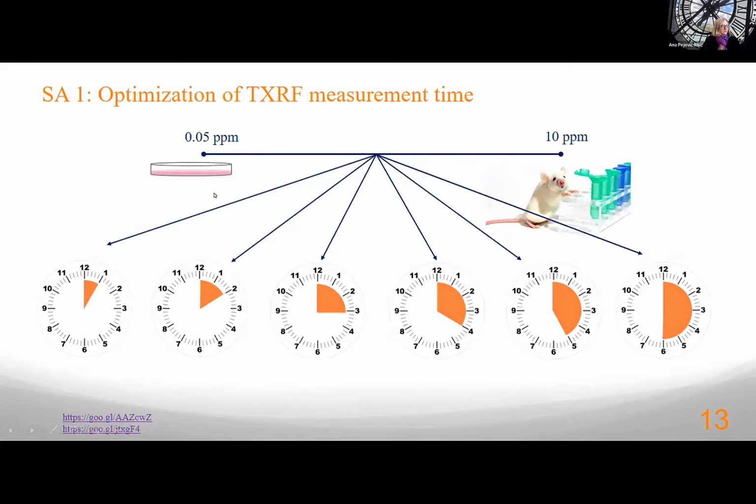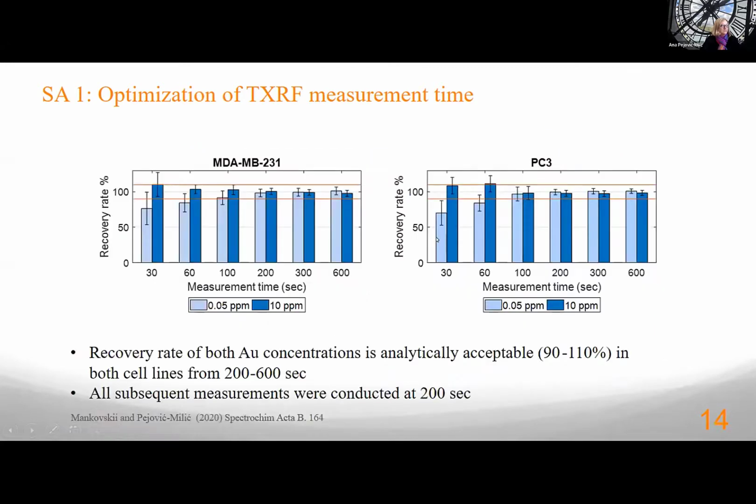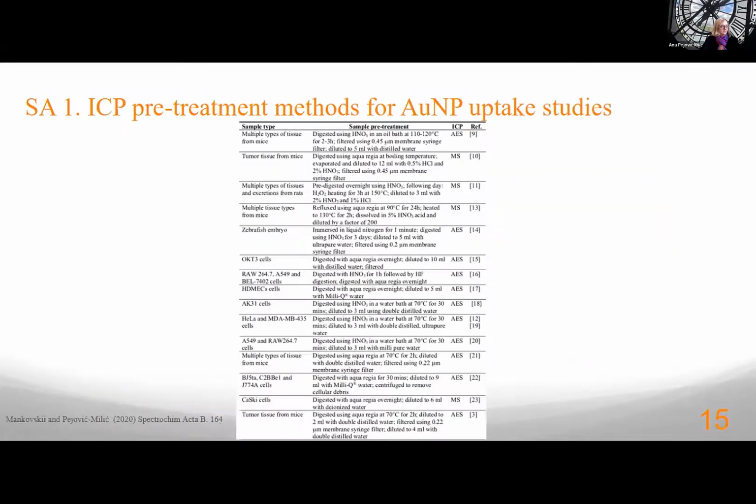To do that, we looked into two extremes, minimum and maximum concentrations that we expect in the samples, and we looked into 6 different measurement times, from 30 seconds to 600 seconds, and 2 concentrations, so lower and upper limit expected in the cells or tissues. We very clearly see that any time above 200 seconds gives us acceptable recovery rates for both concentrations. And moving forward, we decided to conduct all measurements at 200 seconds measurement.